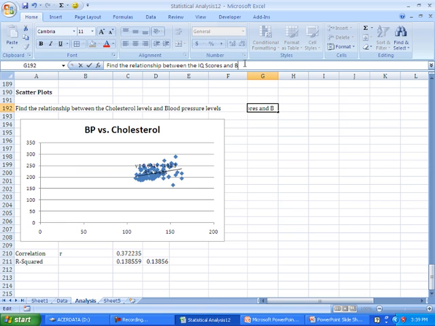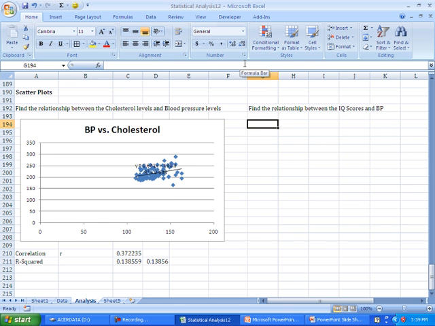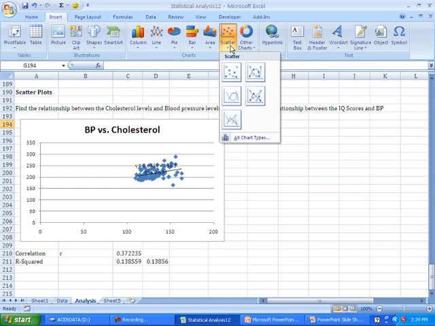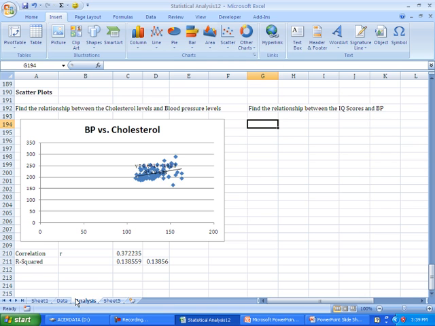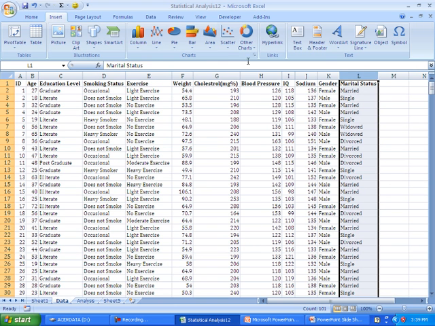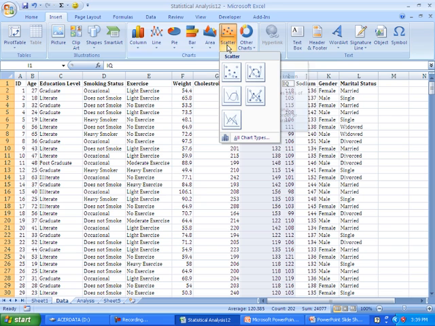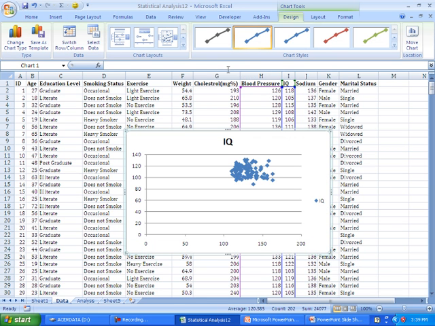As the IQ levels are higher, is there any kind of a relationship with IQ and blood pressure from the data which we have observed? The same logic, I'll go for insert, scatter plot. Or the other way to do that is directly select the two variables of data. So the blood pressure and the IQ levels, I'll select both of them, go for a scatter plot, this kind of a scatter plot. So directly I am getting this kind of a plot.